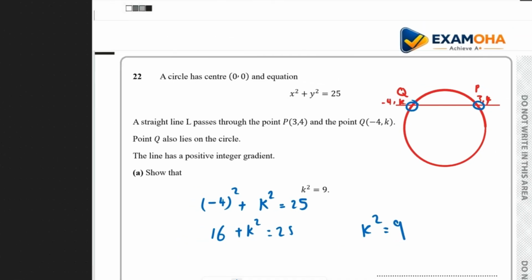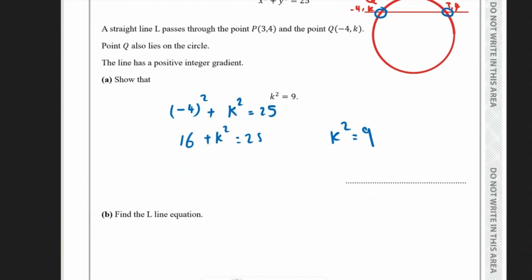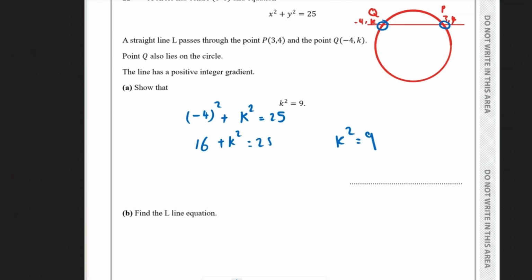When we come to the second part here, it's asking you to find the equation of line L. And how do we do this one? We need to get the gradient here. And how do we get the gradient? We have to use both y values and both x values here.